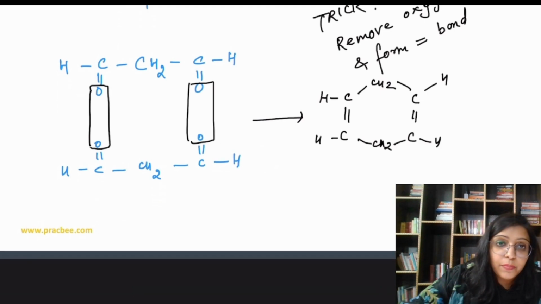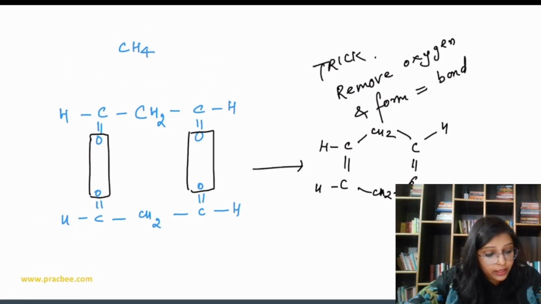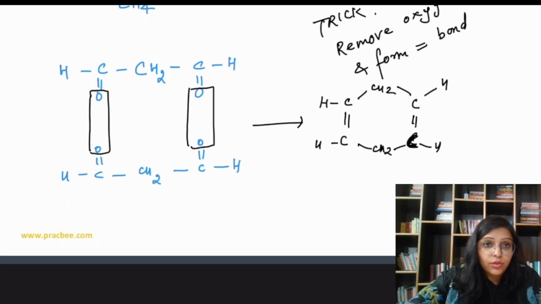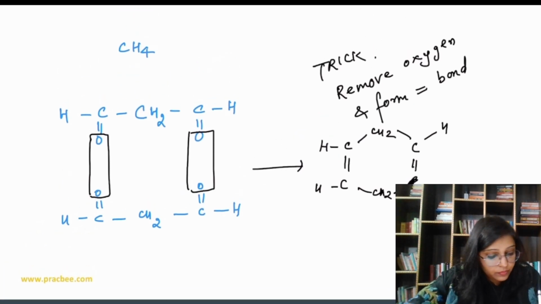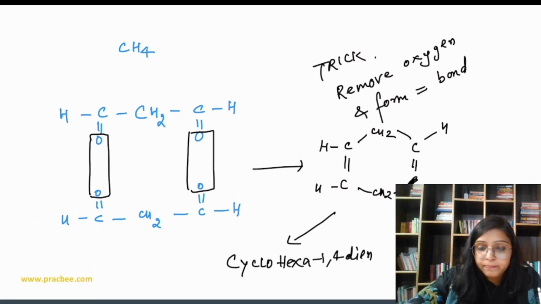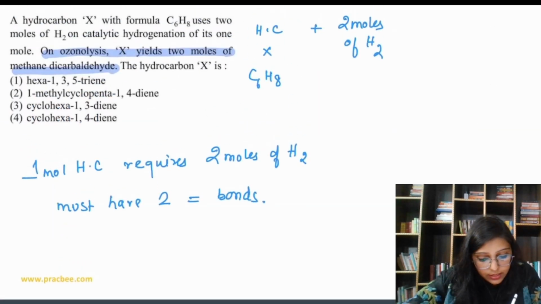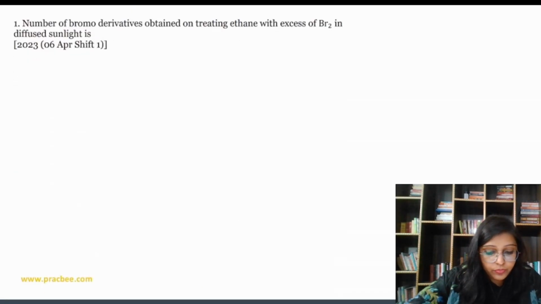What is the name of this compound? This is going to be cyclohexa-1,4-diene. Here we have seen it. So cyclohexa-1,4-diene. Clear? Cyclohexa-1,4-diene. So the answer is option number 4. Clear? Now let's do the next question.